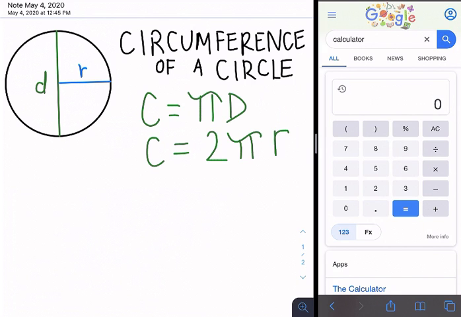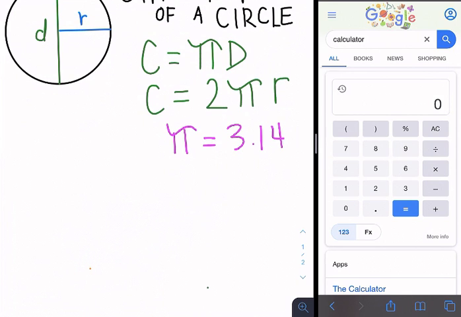Now we have to remember that we are going to be using 3.14 for pi. We're just rounding it to make it so much easier for our calculators, because again, we don't know what calculator you're using, so this is a way we can get around that. So let's do an example.